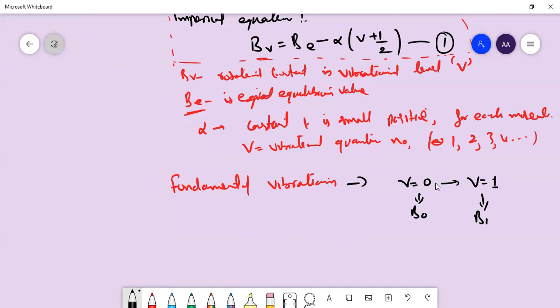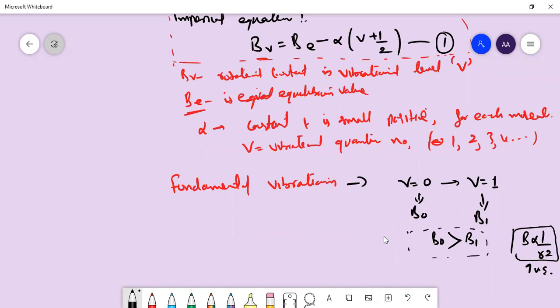Then here we have the case where B0 will be greater than B1, because as you increase the vibrational energy, the bond length increases. Due to the increase in the bond length, B decreases, because B is inversely proportional to the square of the distance between the atoms. That is, as you increase the vibrational energy, the bond length increases, due to which B decreases. So the rotational constant in the V equal to 0 state is greater than in the V equal to 1 state.